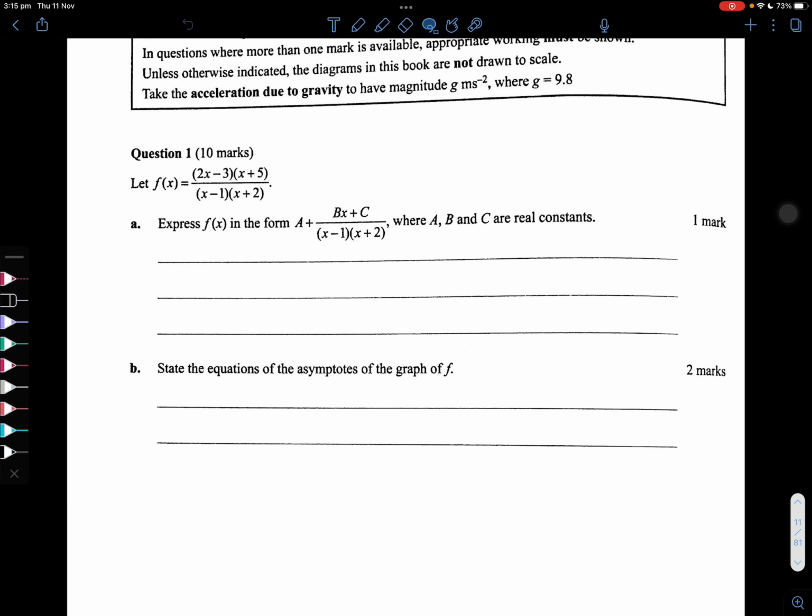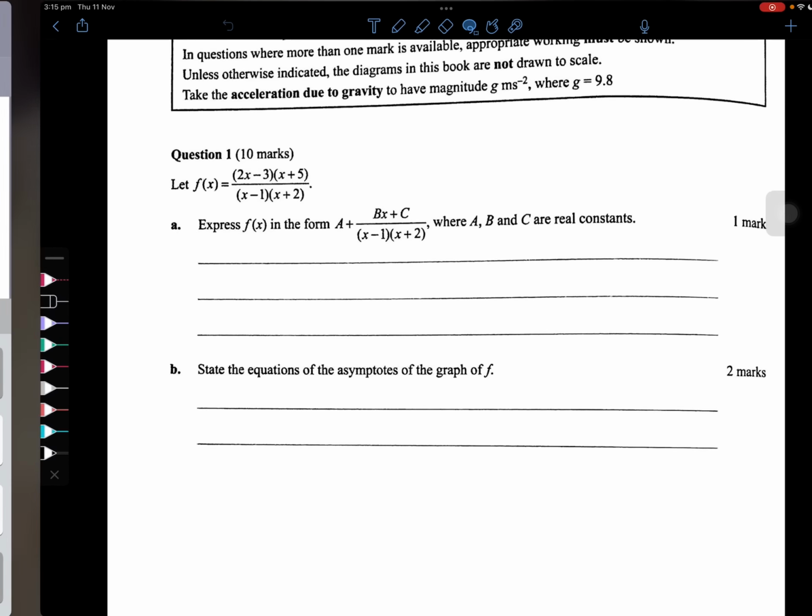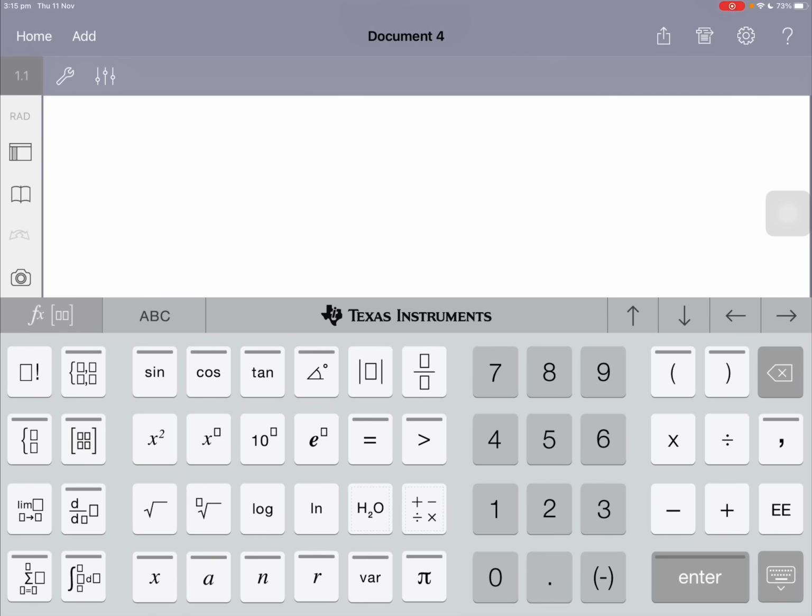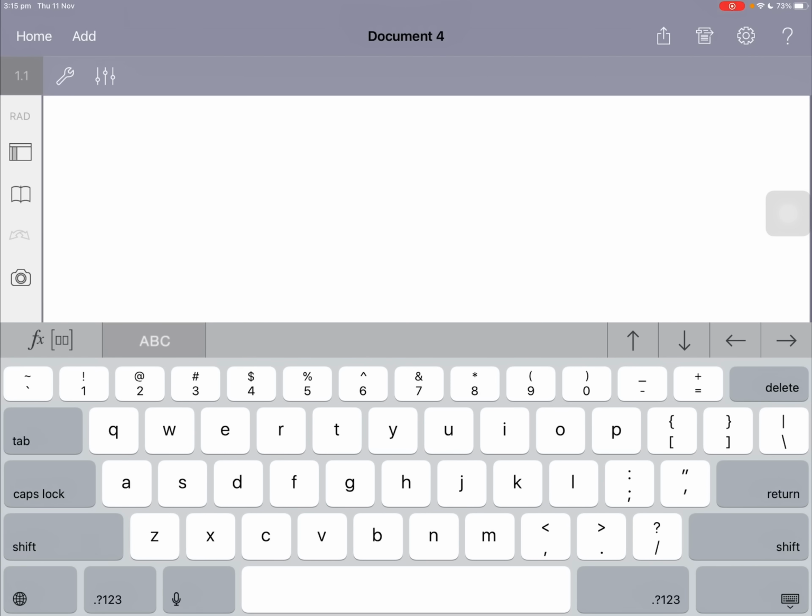So looking at question 1, let f of x be that function. Express f of x in that form where a, b and c are real constants. Okay, so we're going to have a constant at the front chilling by itself and then a fraction like that. So what I'm going to do is first define it. Oops, I forgot to define. Let's actually go to the front.